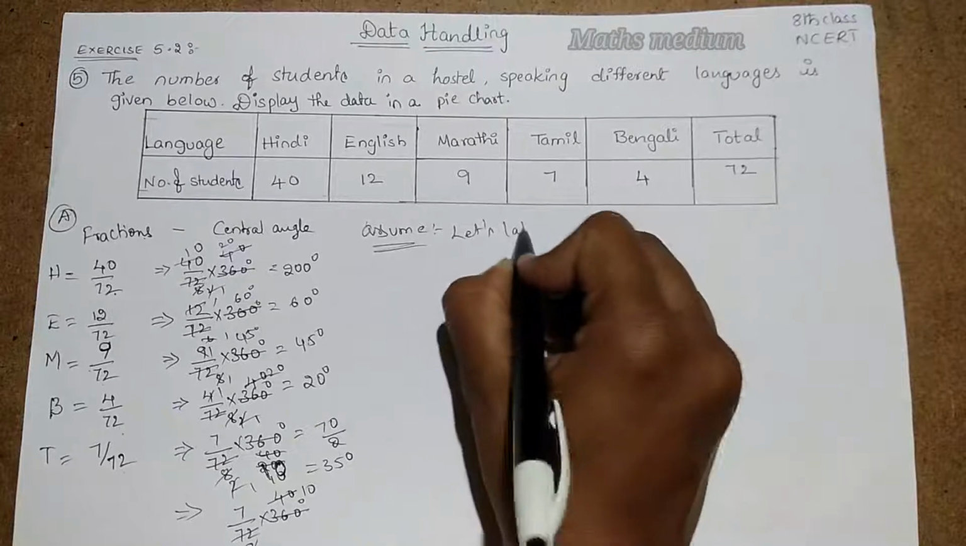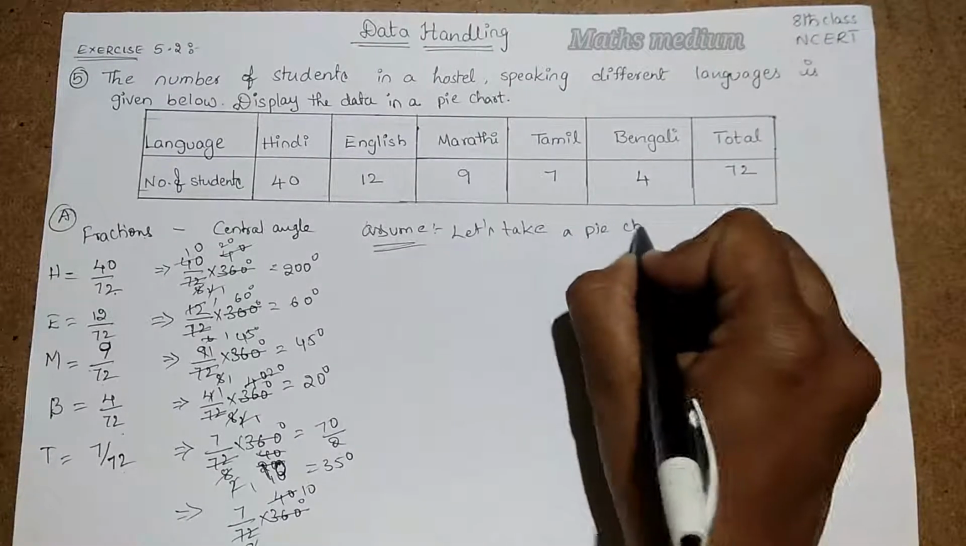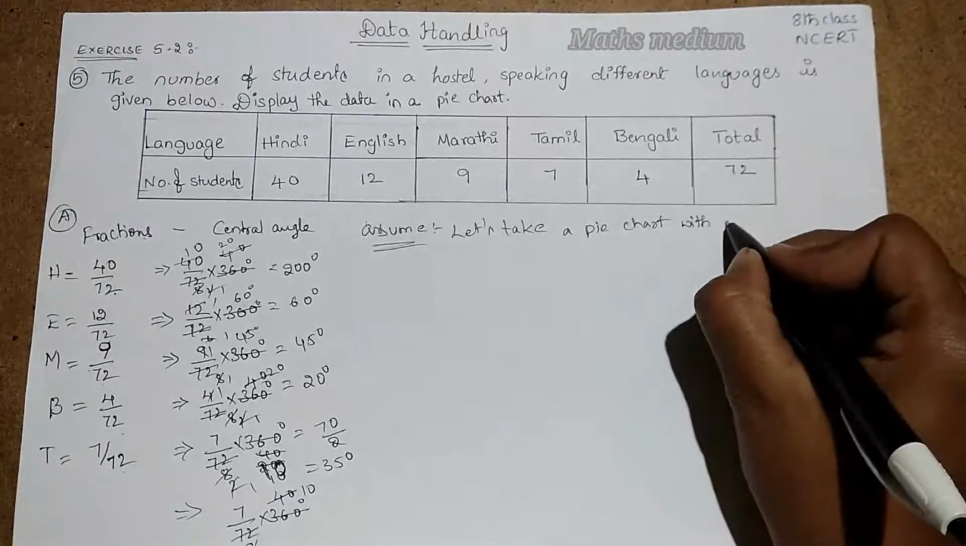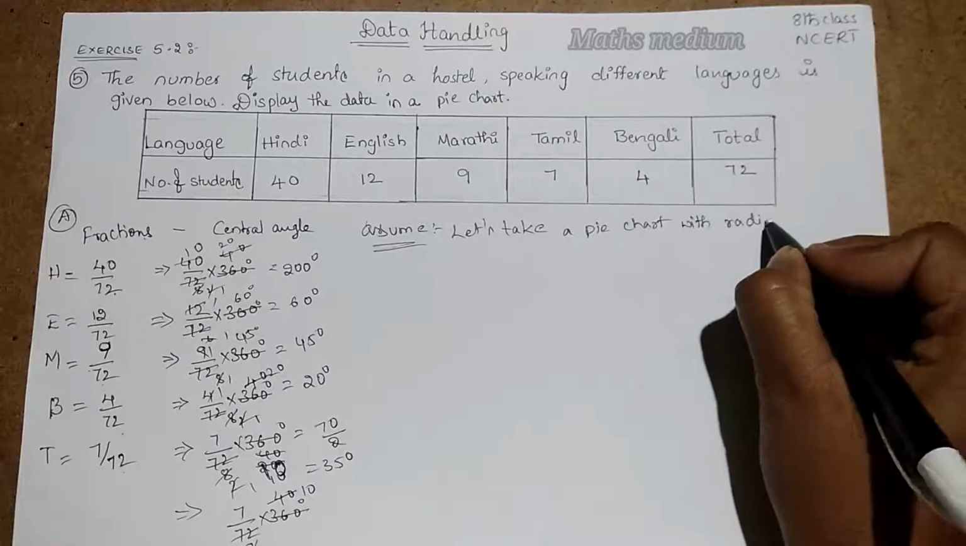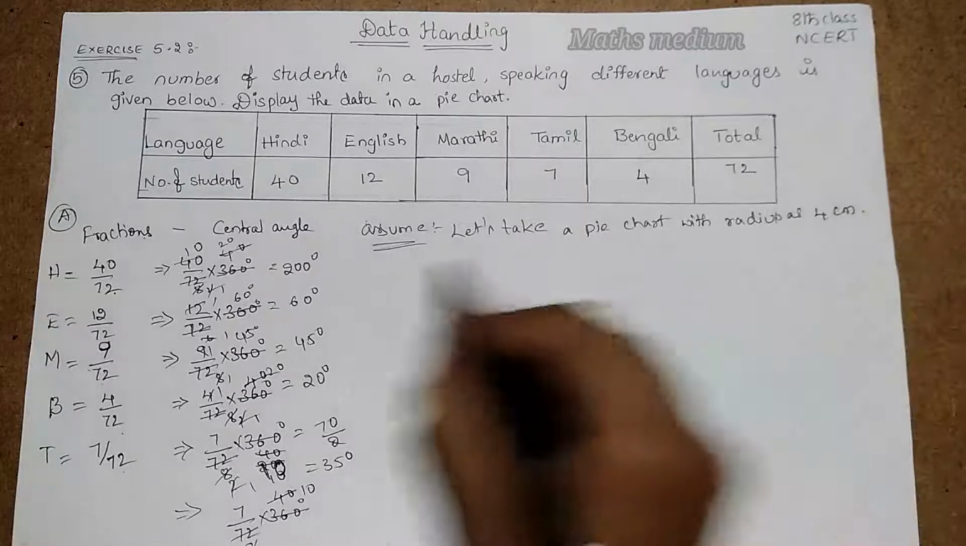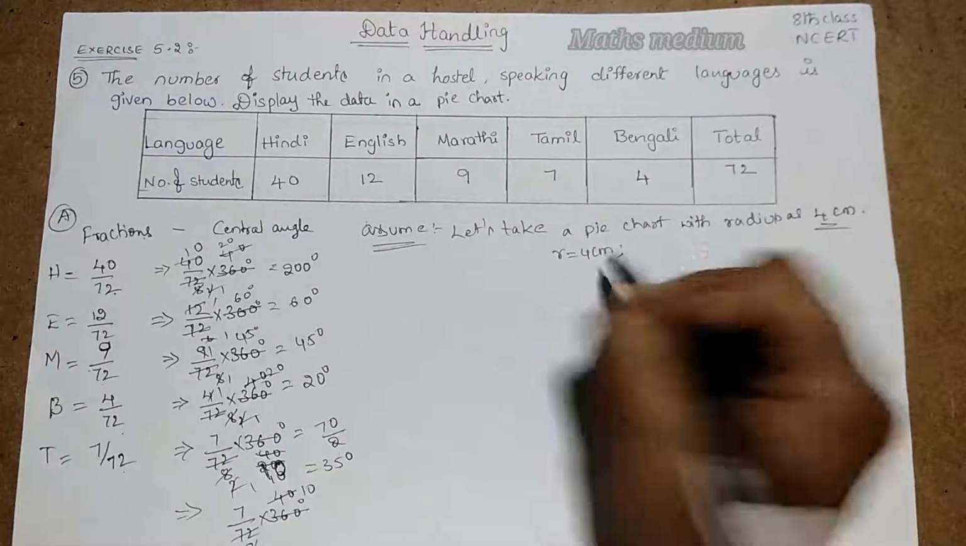Let's take a pie chart with a radius of 4 centimeters. So r is equal to 4 centimeters.